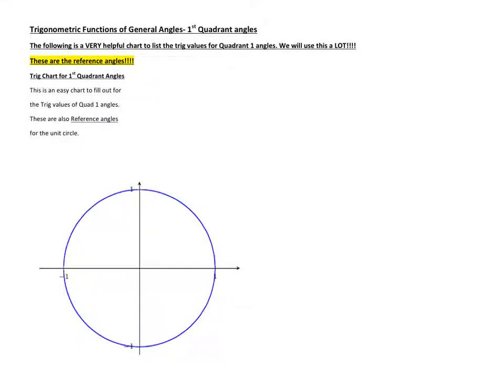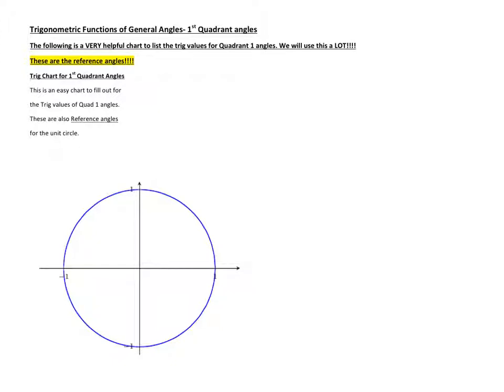So for this video, I want to show you a very helpful chart that I use a lot when I'm talking about trig and trying to evaluate trig functions, especially with the unit circle. This chart actually will give us the values for our most general angles that are located in quadrant 1. We also call them the reference angles. So this chart is just a great reference guide anytime we're trying to evaluate trig functions. So let me show you how I do this.